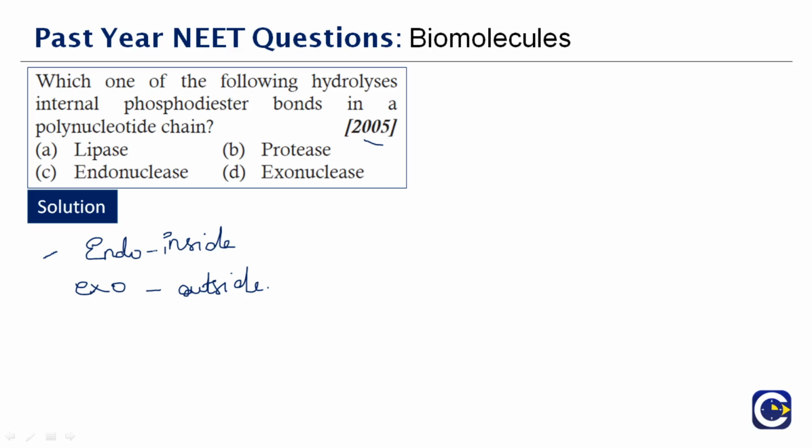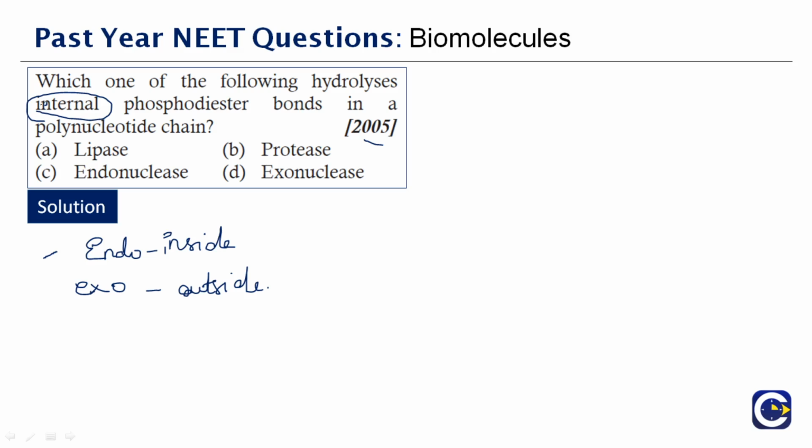This question has given you the keyword internal, and you're given four options. It obviously cannot be lipase because it will only work on lipids, or protease, which works on proteins. Out of the two options, endo and exo, endo is internal and exo means outside. Here they have clearly mentioned it is internal, so the correct answer is endonuclease. Endonuclease would hydrolyze the internal phosphodiester bonds in a polynucleotide chain.